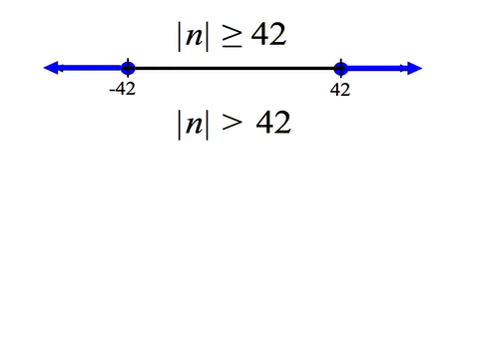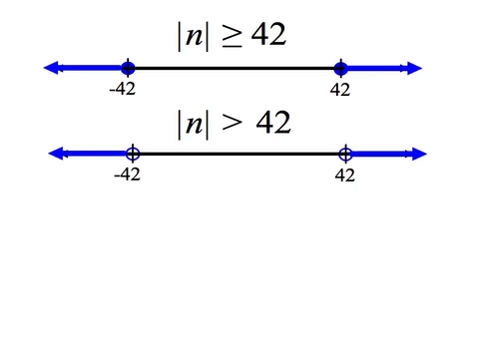If we modify the inequality so that it's just the absolute value of a number is greater than 42, the graph changes just a bit as the negative 42 and the positive 42 are no longer included in our solution set. Now here's another inequality.